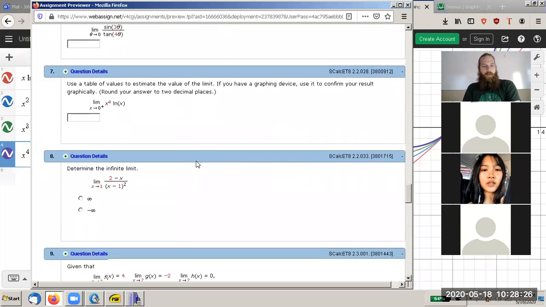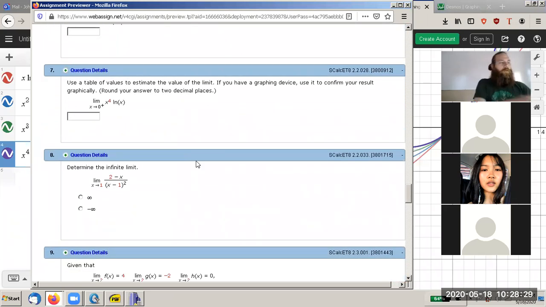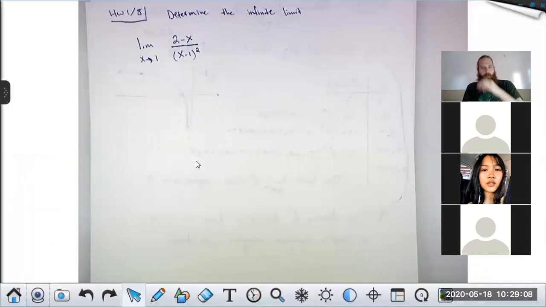Number 8: determine the infinite limit. Yeah, so we haven't talked too much about this. This is all very intuitive. It does exactly what you think it does. So this is the limit as x approaches 1 of 2 minus x over x minus 1 squared.